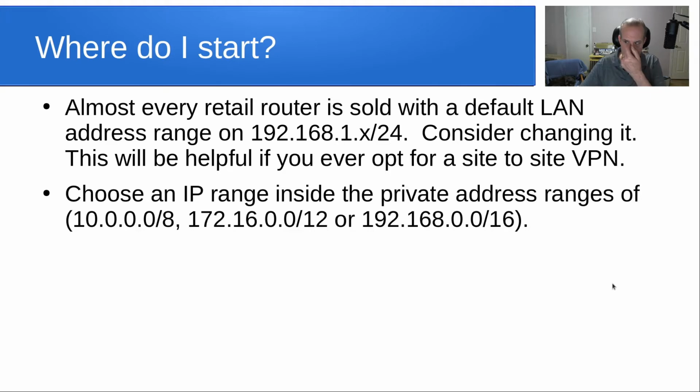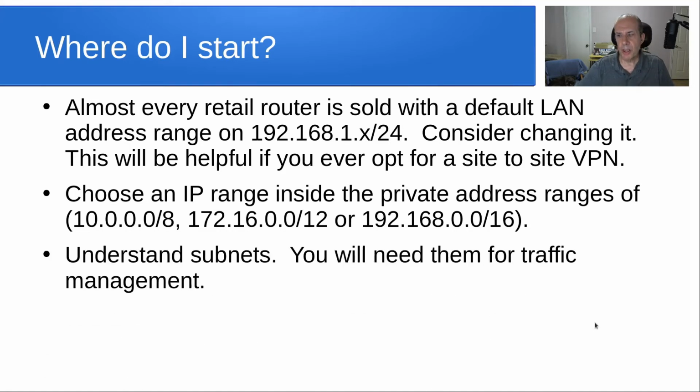So choose an IP address range inside the private address ranges of either the 10.0.0.0 or 172.16.0.0 or 192.168.0.0 and any subnet mask range inside of those three private address ranges is appropriate. In my particular case, my personal home network is on 172.16, but that's for my main network. I have VLANs that operate in the 192.168 range. So understand subnets. You will need them for traffic management.